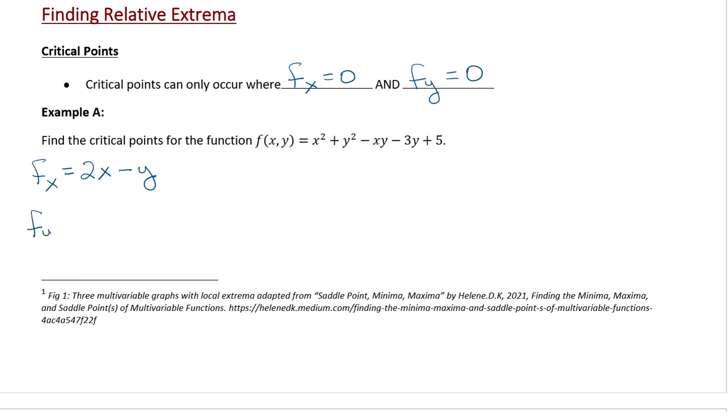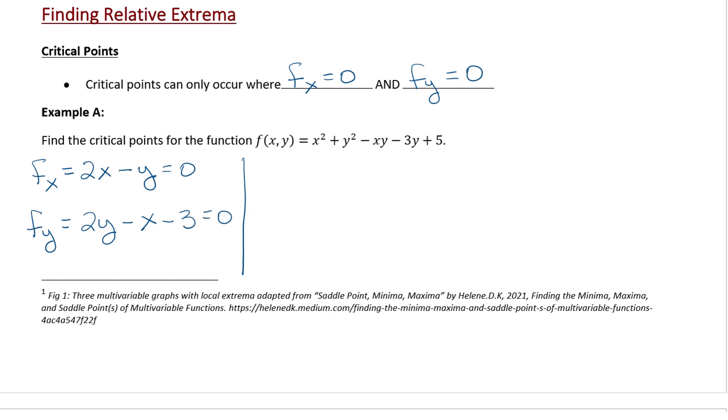And then the first order partial derivative with respect to y, we would go to the second term and get a 2y. Our third term would give us minus x. The fourth term would give us a minus 3, and the other terms do not have a y, so they would be 0. So now we have to set both of these equations equal to 0. That's right, we're going to use a system of equations.